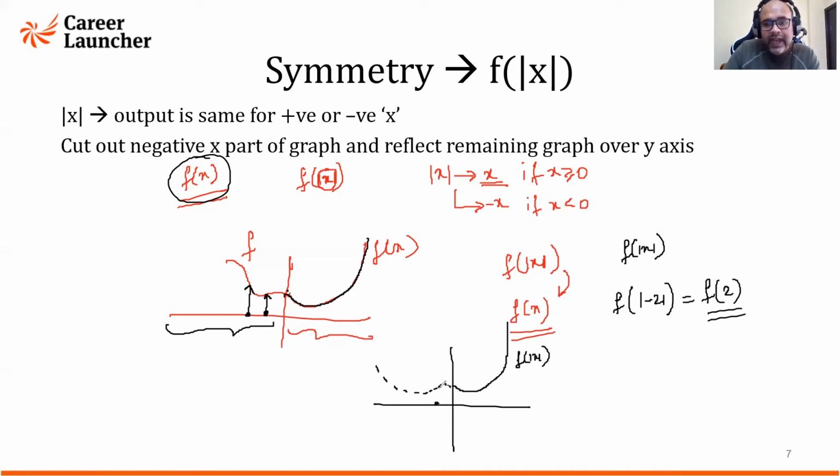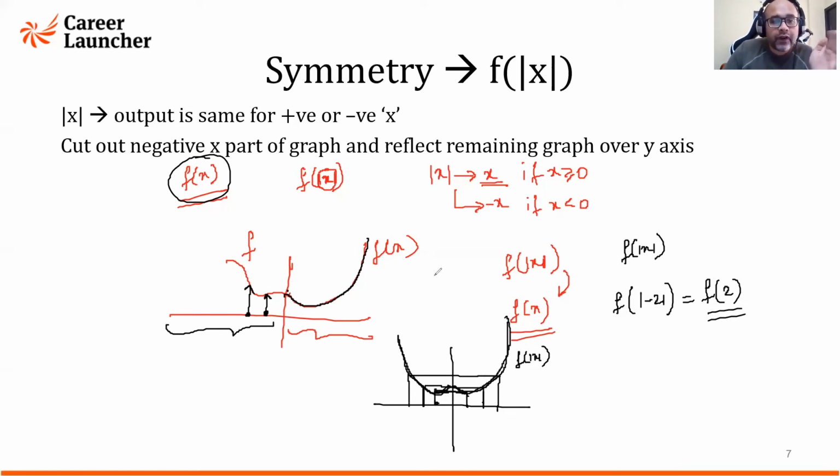What it says is at minus 2 also, your output is same as plus 2, which means this point and this point will be the same y output. Similarly, at 3, I'm supposed to have the same y at negative 3 also. At negative 4, I'm supposed to have the same y as positive 4 here. So you'll see that the graph will now start becoming symmetrical on the left hand side.